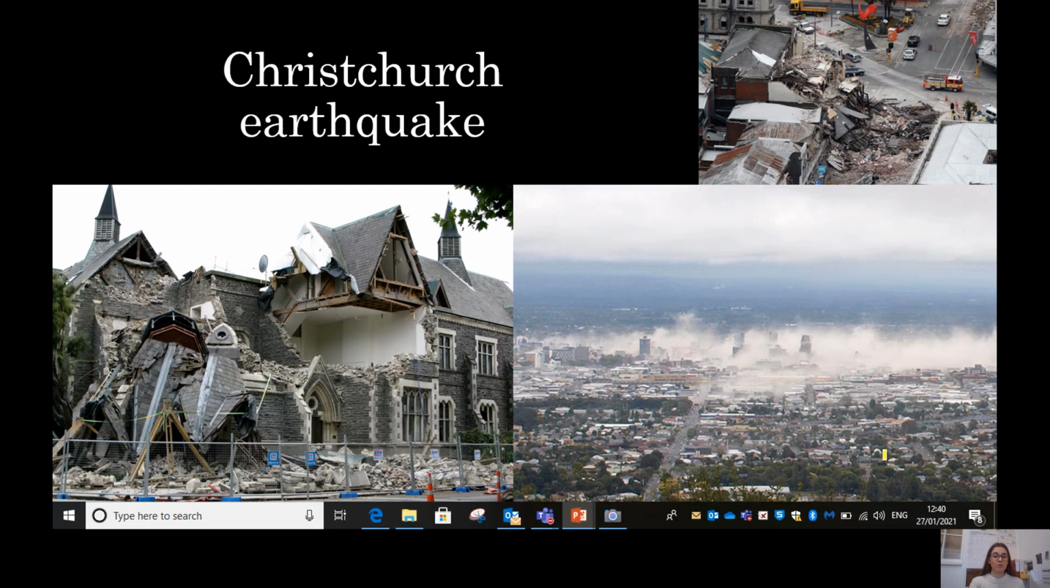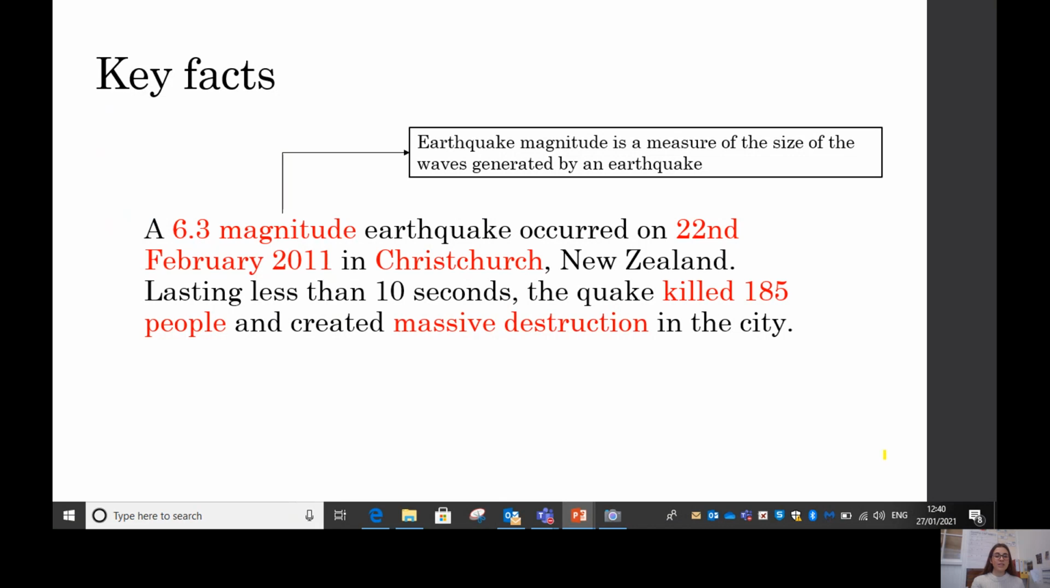So moving on to look at the Christchurch earthquake. Here are some pictures of some of the damage that the earthquake brought to the city. Look at the key facts first of all for our case study. A 6.3 magnitude. Earthquake magnitude is a measure of the size of the waves generated by an earthquake, so it's how scientists measure earthquakes, and we're going to look at this properly next lesson.